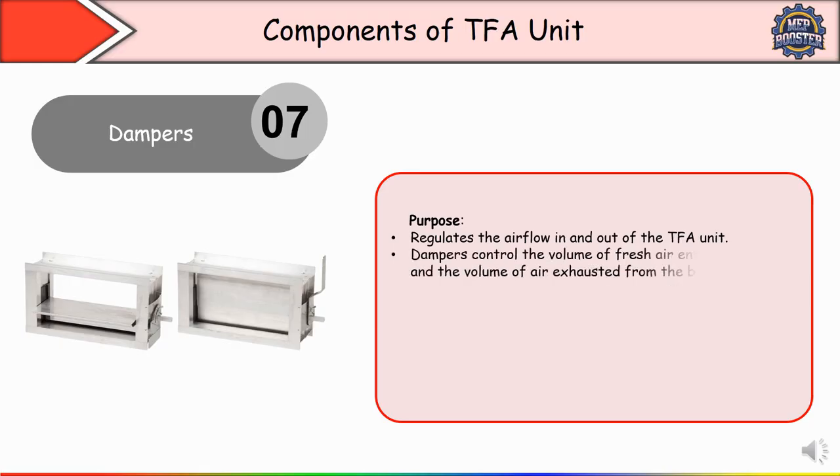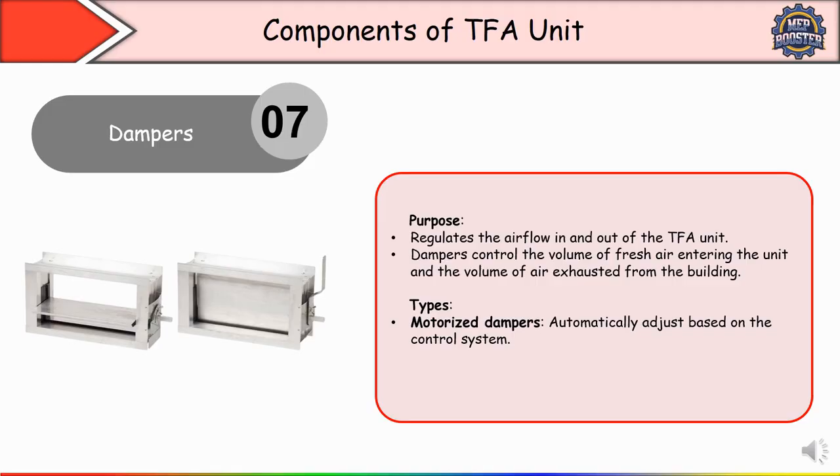We have different types of dampers, like the motorized damper. This type of damper automatically adjusts to control air volume based on system needs. Then the manual damper is used for static adjustment, set manually and remains fixed unless adjusted.